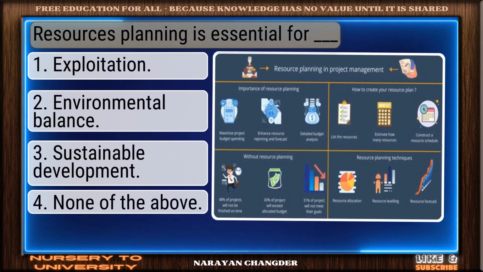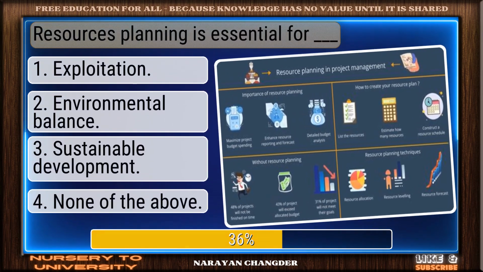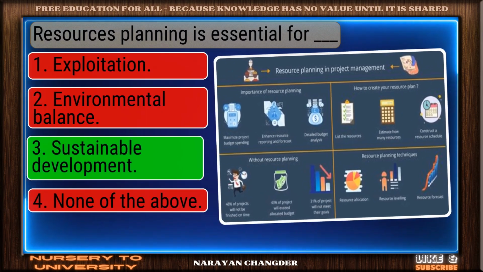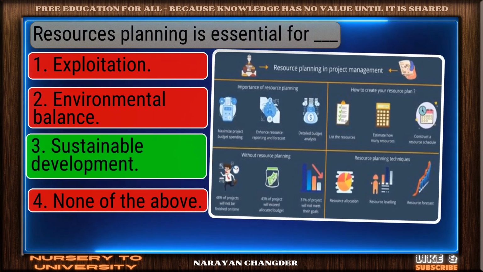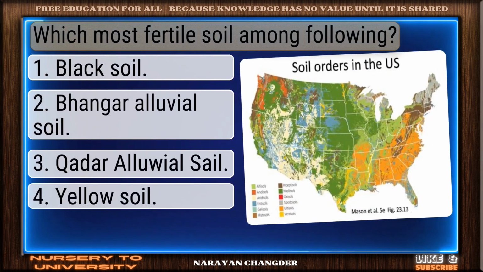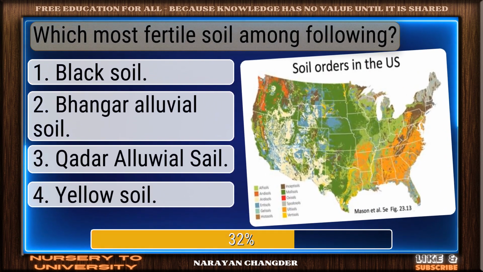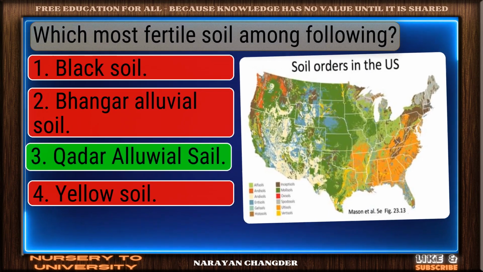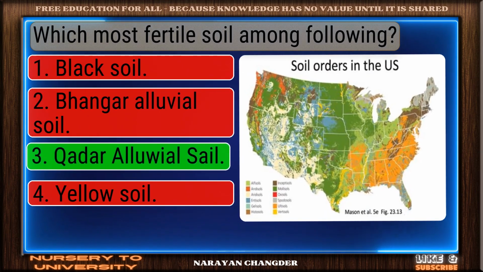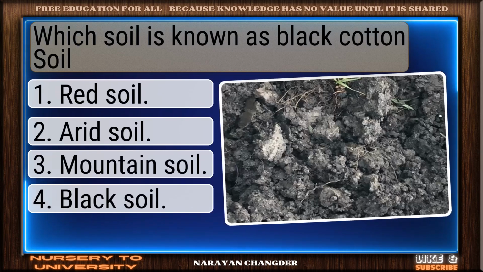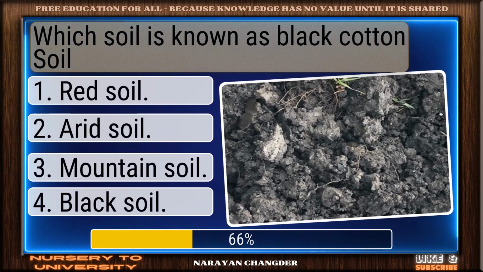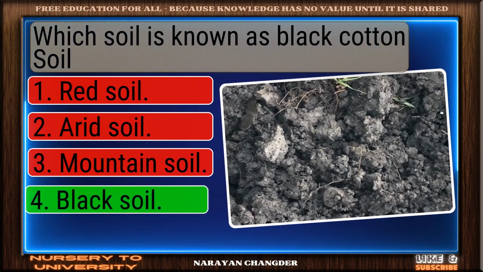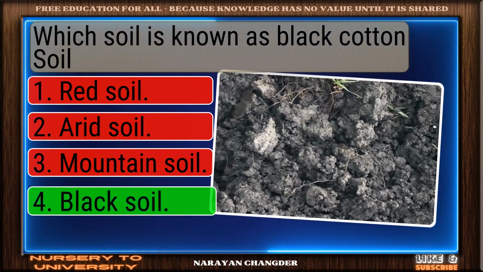Resource planning is essential for dash. Smart pick. Sustainable development is correct. Which is the most fertile soil among the following? Correct. Khadar alluvial soil is spot on. Which soil is known as black cotton soil? Great thinking. Black soil is right.